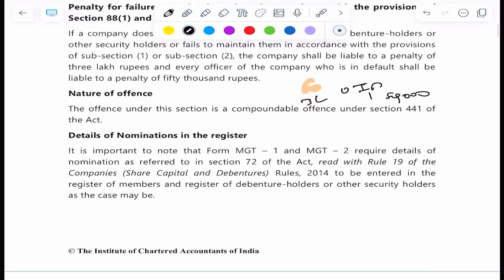Nature of offense. The offense under this section is a compoundable offense under section 441 of the Act.